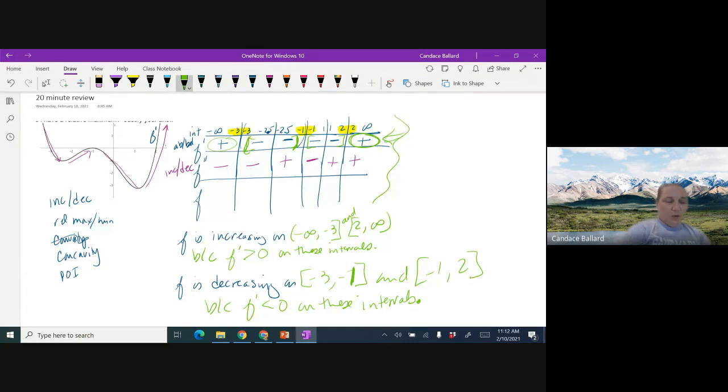The next thing I want to do is I want to look for relative maxes and mins. So I'm going to do my little kind of work here. I know I'm going from increasing to decreasing, decreasing to decreasing, decreasing to decreasing, decreasing to decreasing, decreasing to increasing. All right, so at -3, do I have a relative max or relative min?